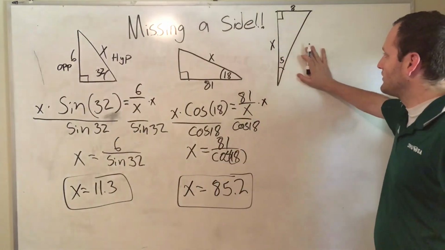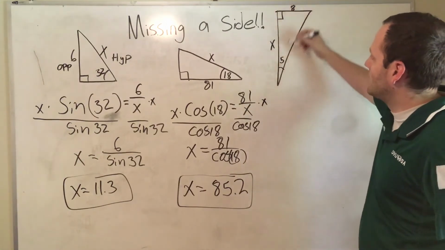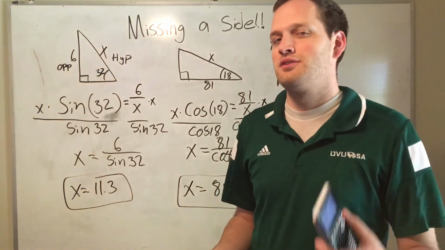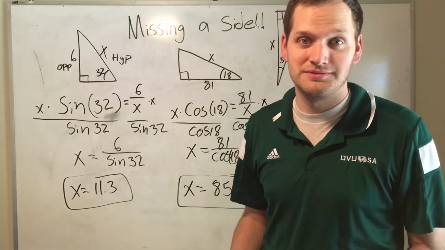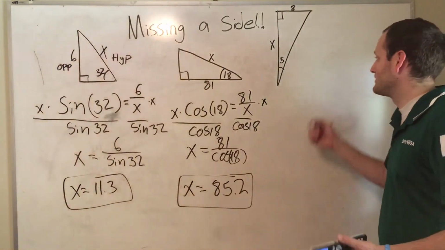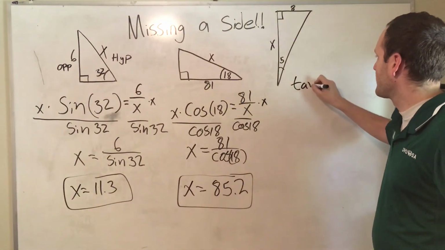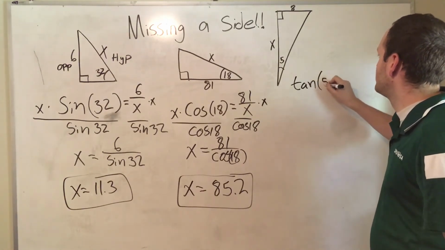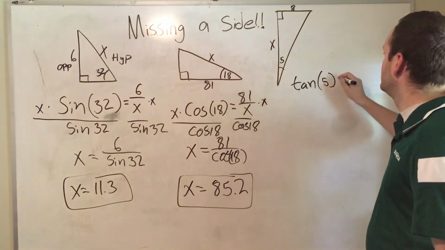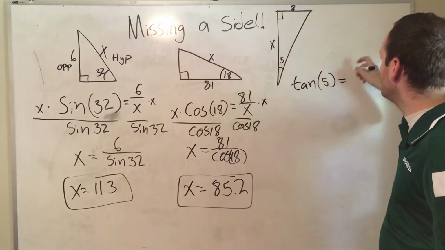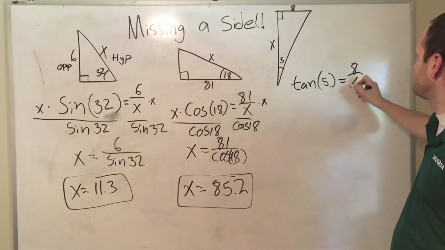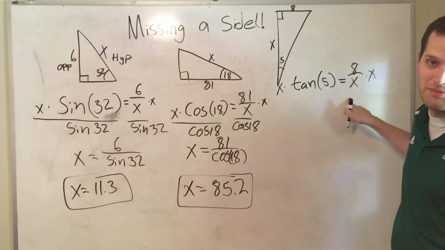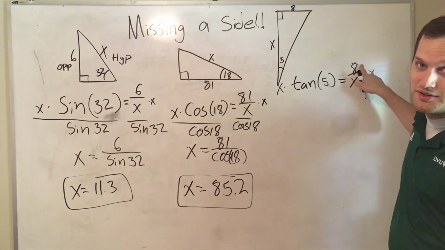Here we go. So this last one, we have an angle and two of the sides. We have an opposite and an adjacent. If we have opposite and adjacent, is this going to be a cosine, sine, or tangent function? In this case, it will be tangent, all right? So tangent of 5, that's my angle, equals the opposite side, 8, over x. I multiply by x on both sides. I do that because x is in the denominator. Again, if x is in the numerator, you don't need to do this.